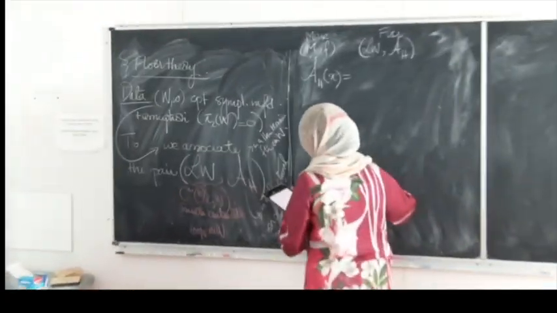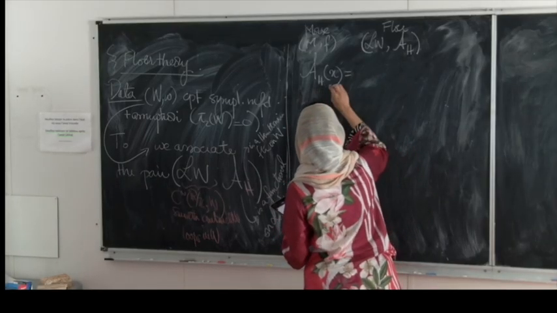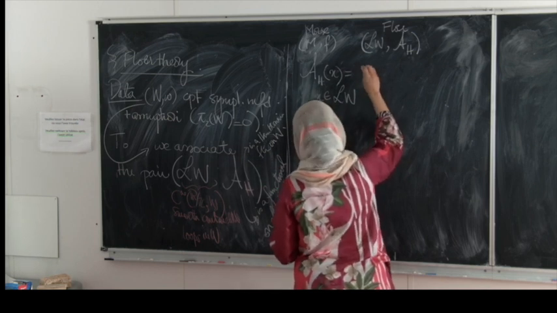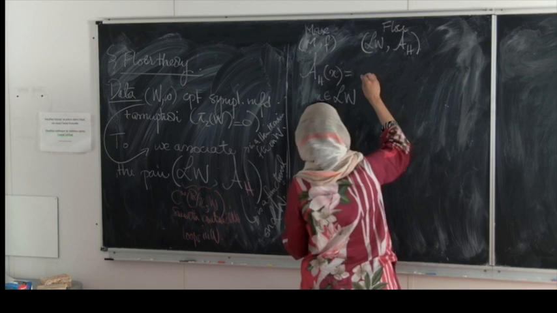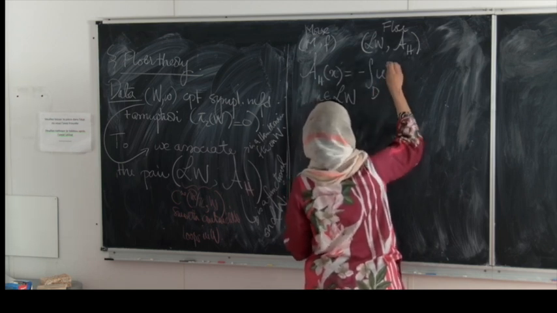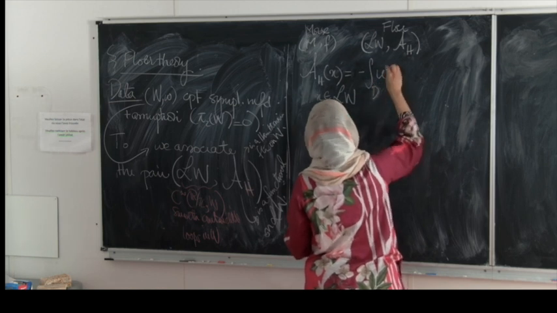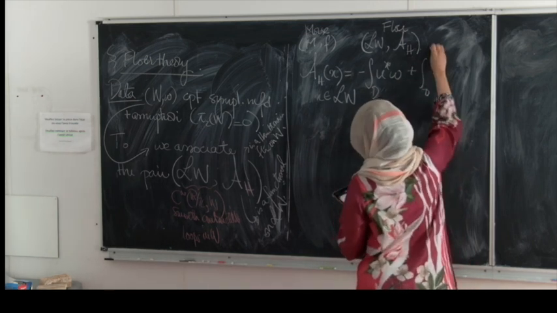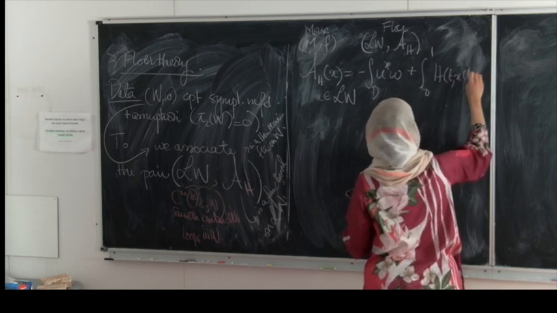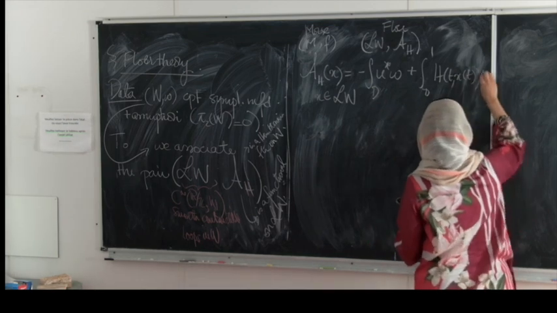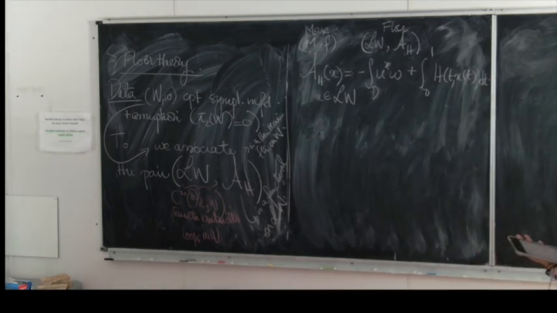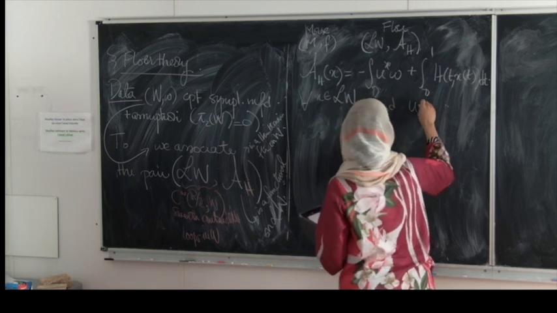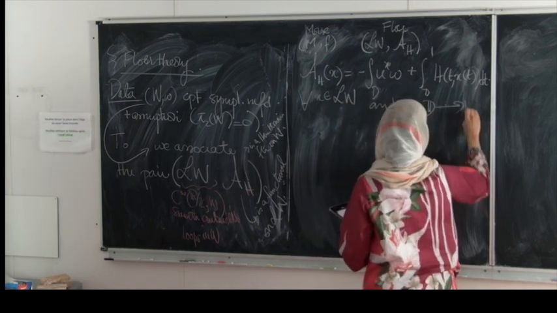Okay, so A_H of x, where x is an element of LW, which means it's a loop in W, the symplectic manifold, and this equals minus the integral over D of the pullback under u of omega, plus this integral. Okay. So this is for any x inside your loop space and any u, which is just a map of the disk into W.